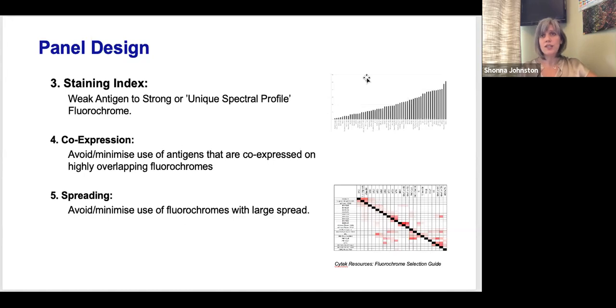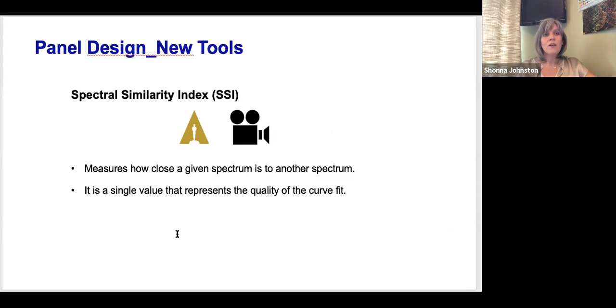So these are just examples that have come from the SciTech resources. They're quite easy to find online compared to a few of the other companies. They don't have as many resources online that are easily accessible to anybody. And spreading, you still definitely get. I do have an example of this a little bit further on. But the nice thing is that with panel design, there are a few new tools that the companies have brought out to help us with choosing our panels.